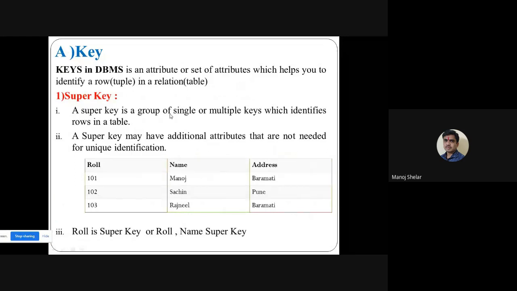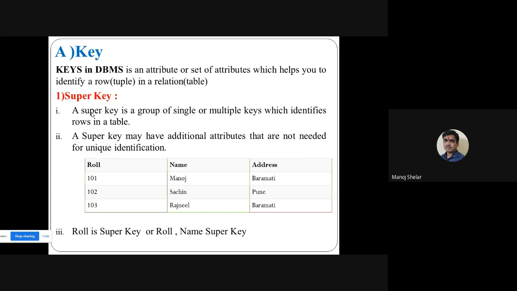Then keys. Key is a very important part of a database system. A key in a DBMS is an attribute or set of attributes which helps you to identify a row in a relation. The super key: a super key is a group of single or multiple keys which identify the rows in a table. A super key may have additional attributes that are not needed for unique identification.